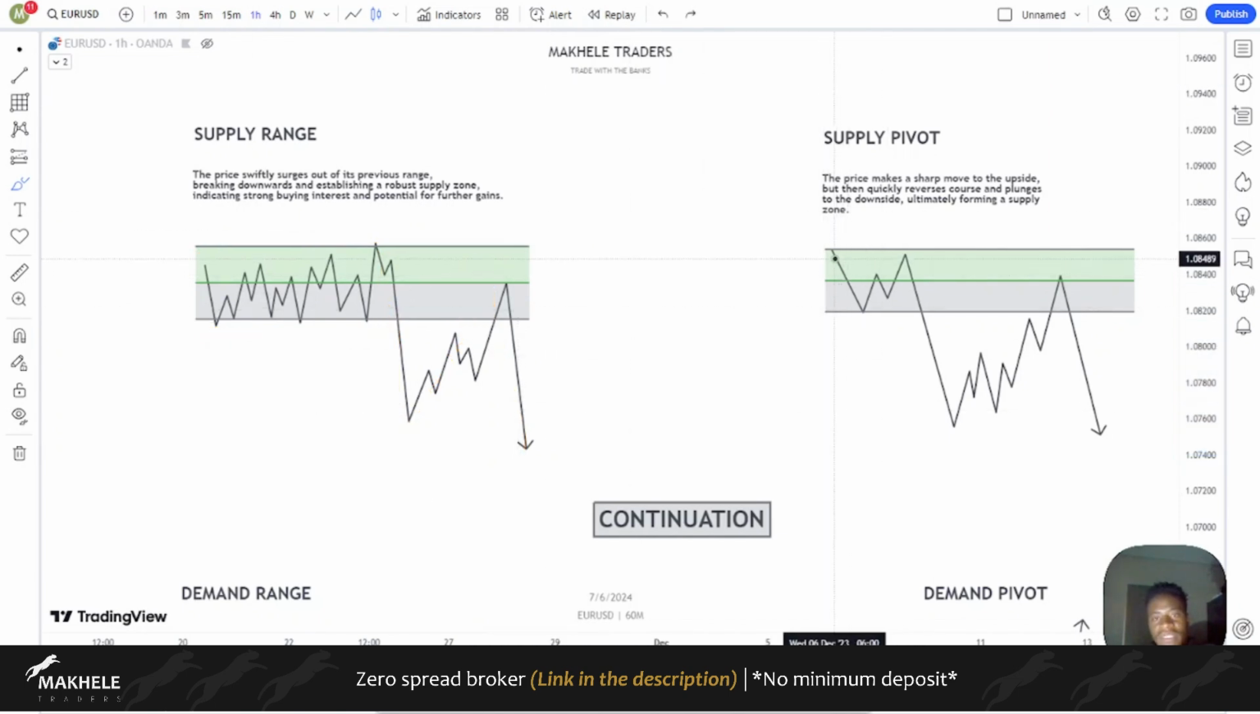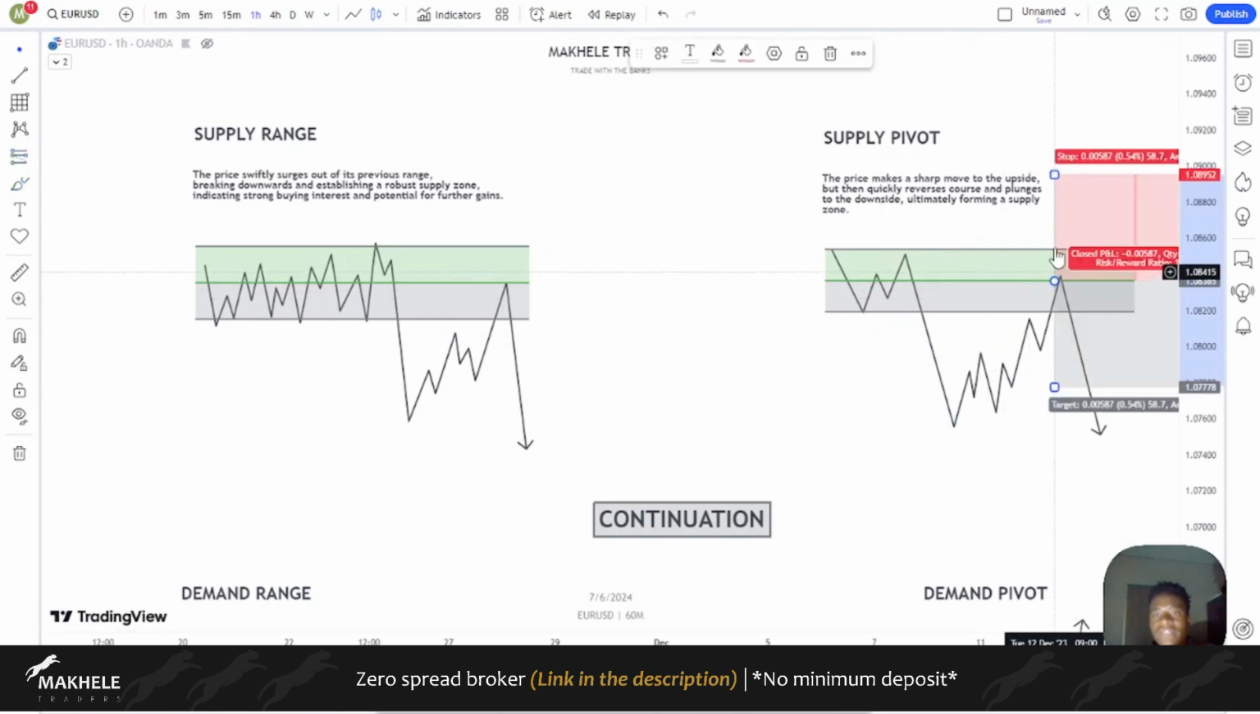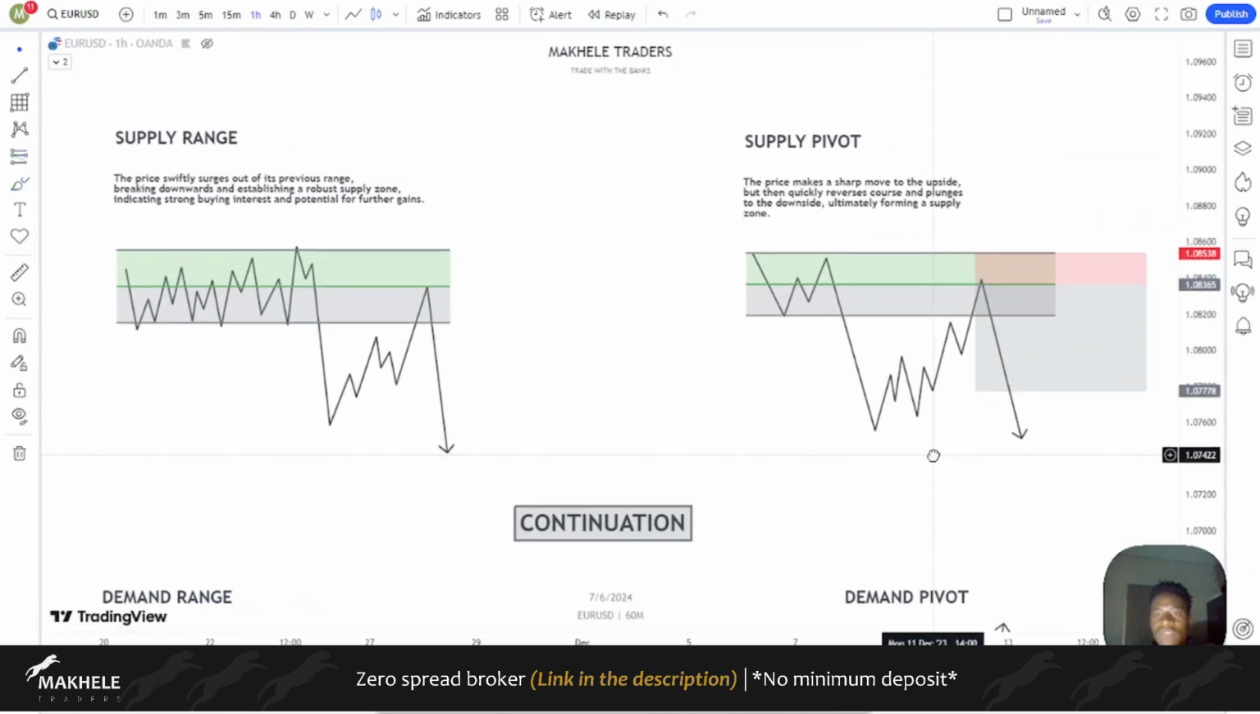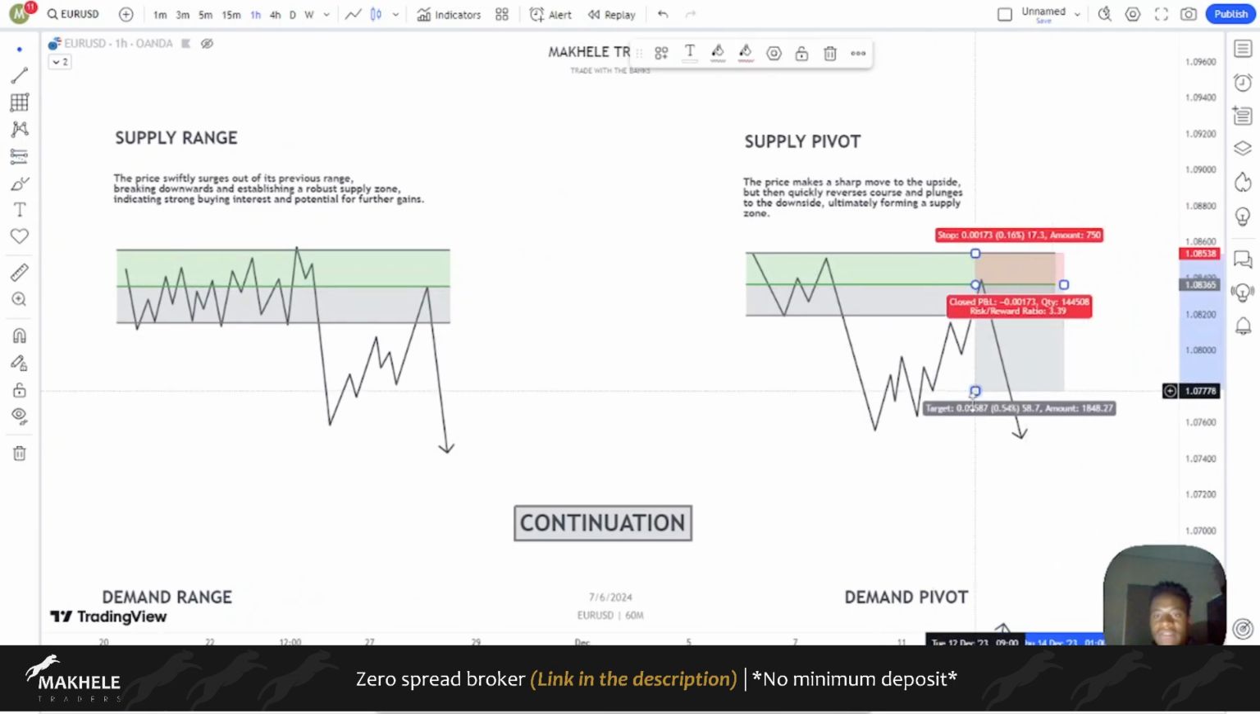So the difference between this side and this side, again, is a V shape. But in this case, as we read here, the price makes a sharp move to the upside, but then quickly reverses course and plunges to the downside, and then it has formed what? A supply zone for the institutions to sell at. So that's our supply zone. As retail traders, we can look for selling positions using our confluences to look for entries at these levels.